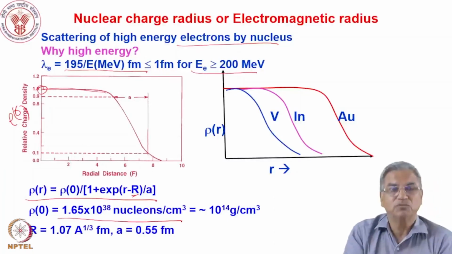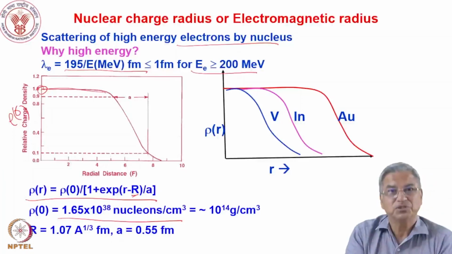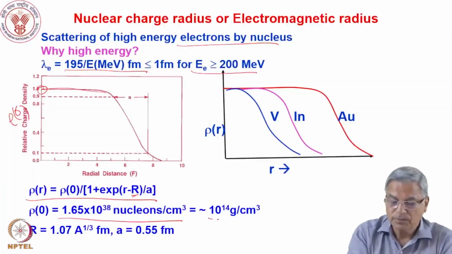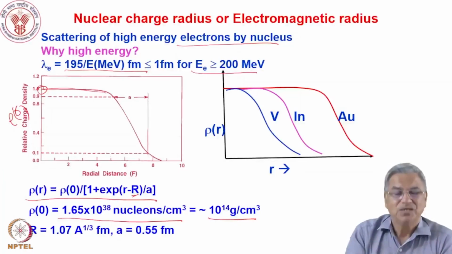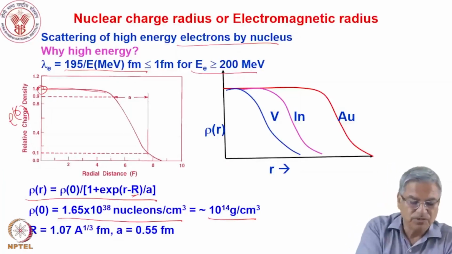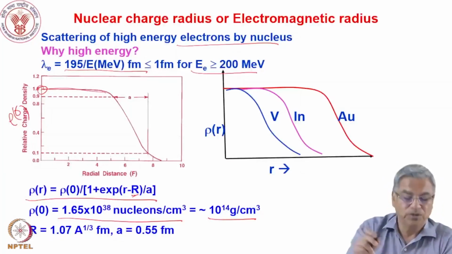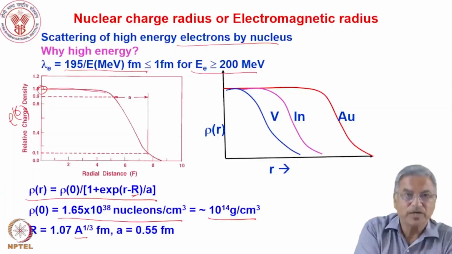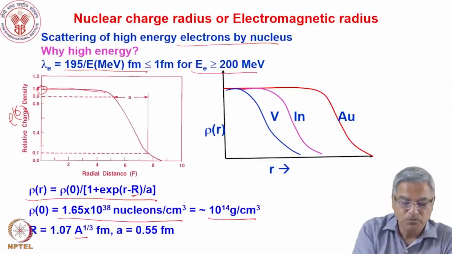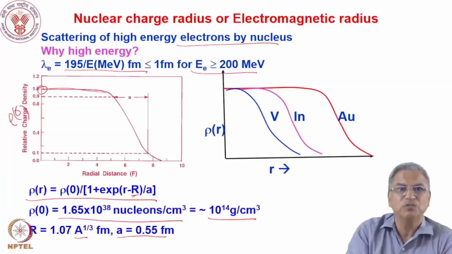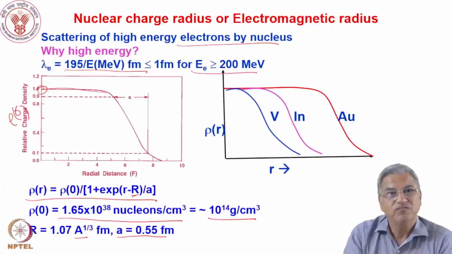And the central density, the density of the nuclear matter, was of the order of 10 to the power 38 nucleons per centimeter cube, which comes to about 10 to the power 14 grams per cc. And from this data it was also found that the radius of the nucleus scales with A to the power 1/3, where A is the mass number of the nucleus, and the skin thickness or the diffuseness of the nuclear charge density is of the order of 0.55 Fermis.